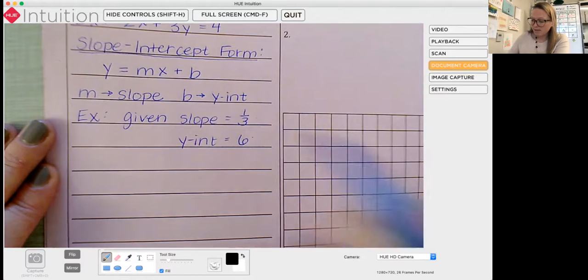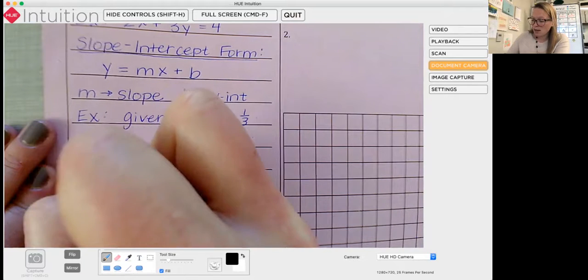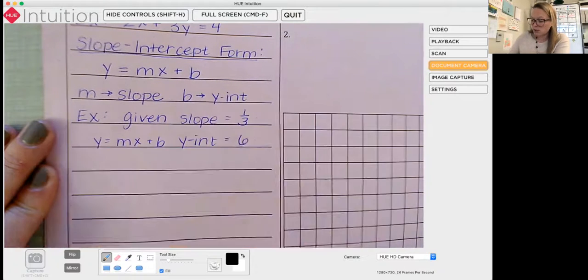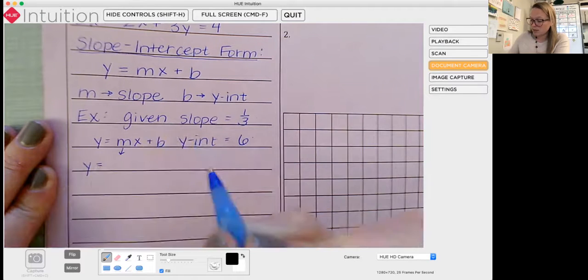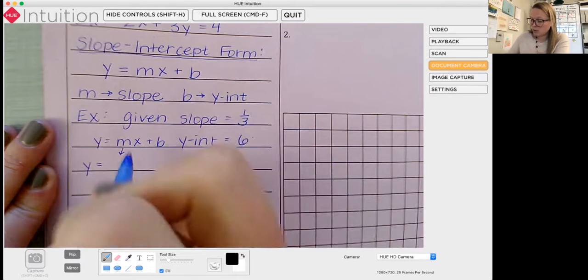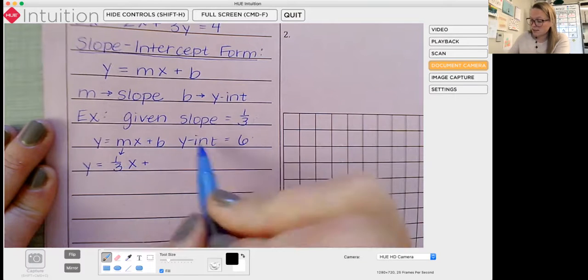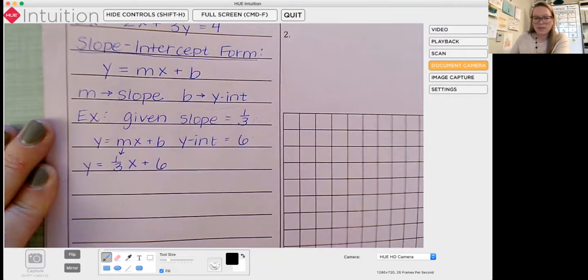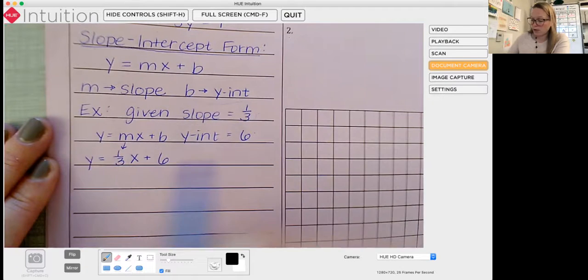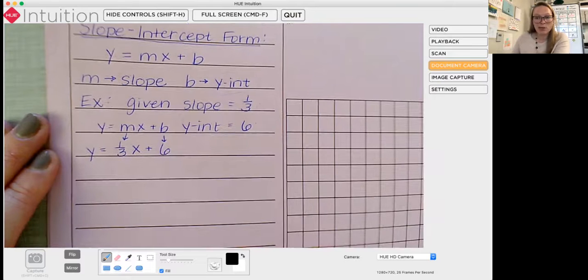So if we have y equals mx plus b form, and I'm just going to rewrite it right here, I replace the m. So I have y equals, my m is the slope, 1/3 x, plus b, my y-intercept. The y-intercept is given as 6. So y equals 1/3 x plus 6. That would be how I write the equation.